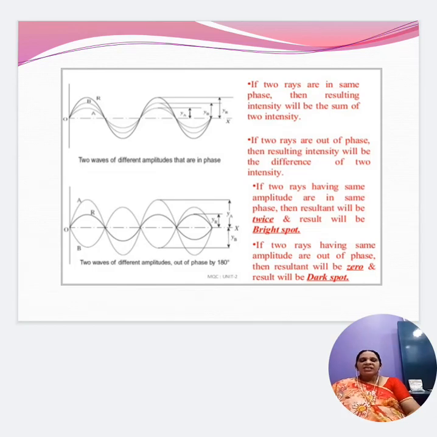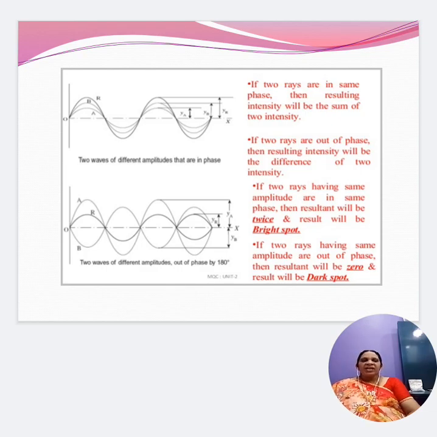If the two rays are in phase, you get constructive interference. If they are out of phase, then the resulting intensity will be the difference of the two waves.